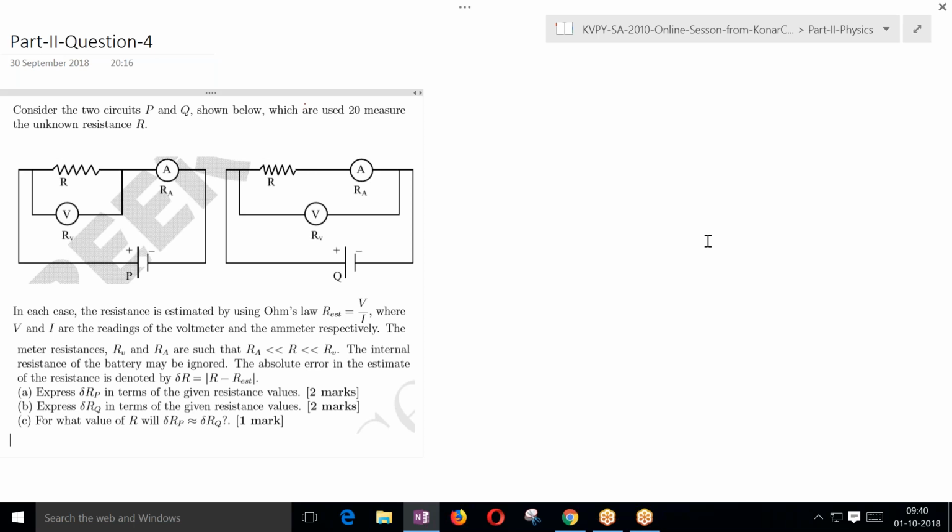What are the given resistance values here? They are R, R_V and R_A. In terms of R, R_V and R_A, we need to find the value of delta R_P, and in terms of these three resistances, we need to find the value of delta R_Q. And we need to find the value of R for which delta R_P should be approximately equal to delta R_Q. This is the third part of the question. So there are three parts of this question, and we are going to solve them one by one: part A first, then part B, followed by part C.